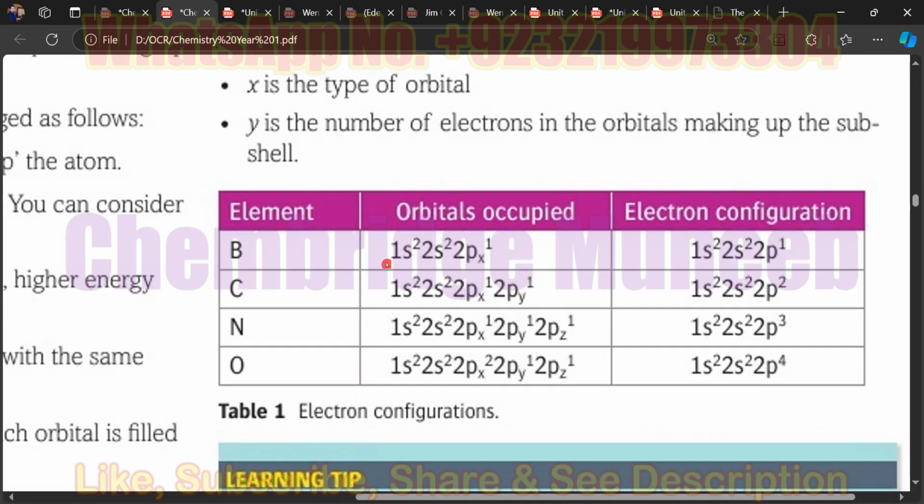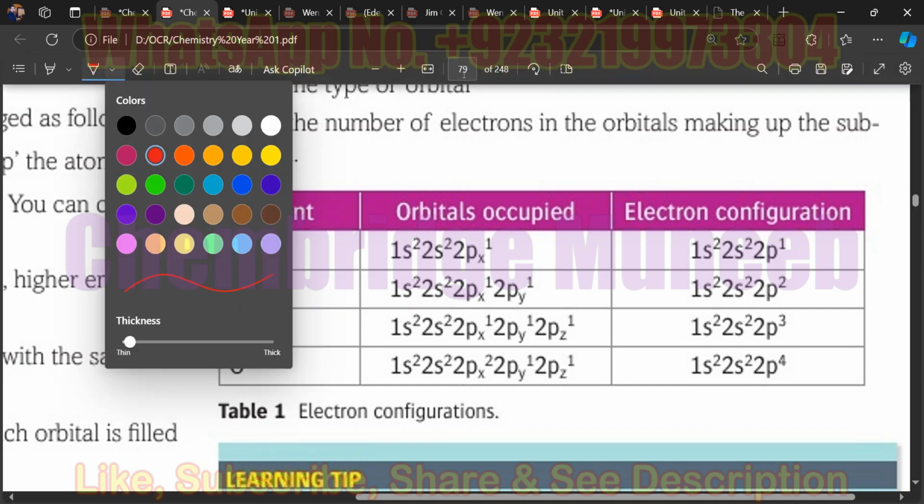And they have shown the same electronic configuration but in a different style. Here the electronic configuration is written without boxes, simply using the shell numbers, the subshell symbols, and the superscripts. These superscripts represent the number of electrons. So 1s2, 2s2, 2p1 means there are 2 electrons in the 1s, 2 electrons in the 2s, and 1 electron in the 2p. And if you represent this electronic configuration in terms of the orbitals, then the second column will be followed.